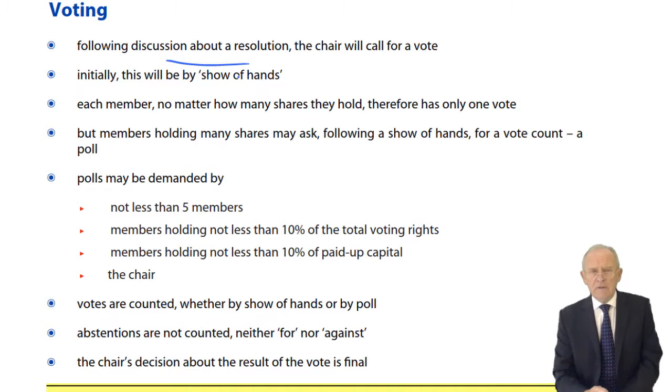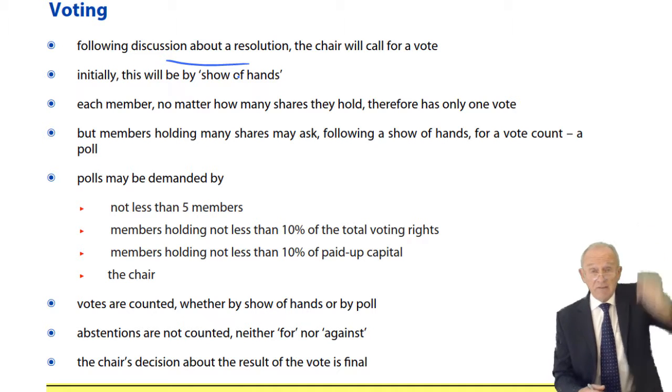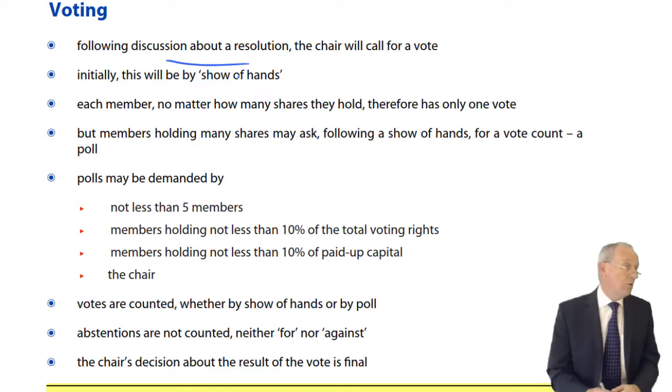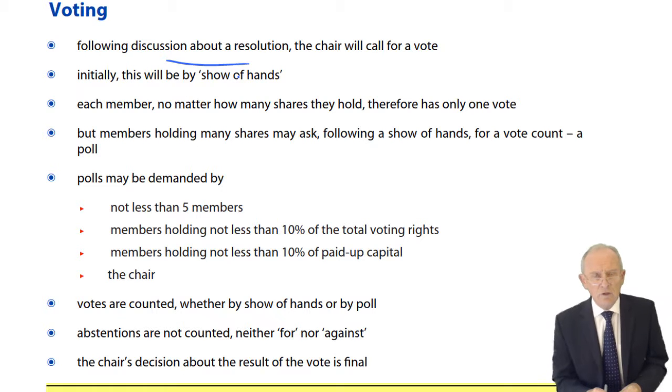Now, typically, the chair will ask for a show of hands. All those in favour, and those shareholders present in person or by proxy will show their hand. Yep, I'm in favour. Those against, says the chair, some will raise their hand. And the chair will look around the meeting and he'll say, well, it looks like there's a clear majority voting in favour of the resolution.